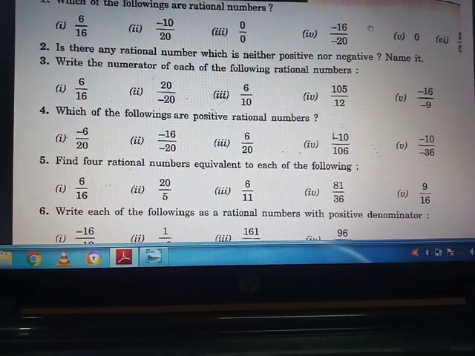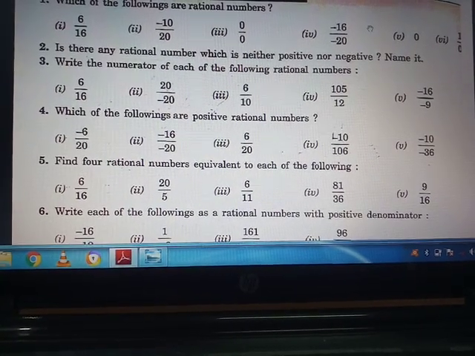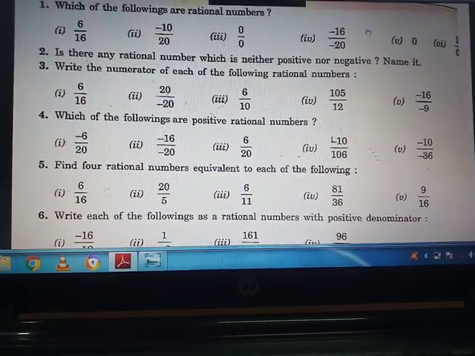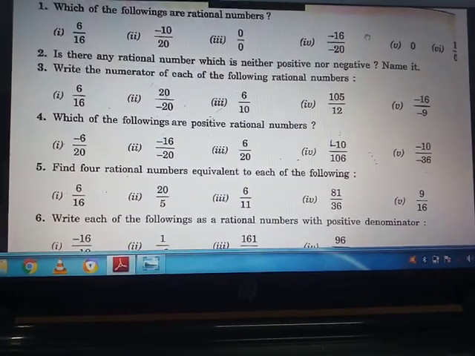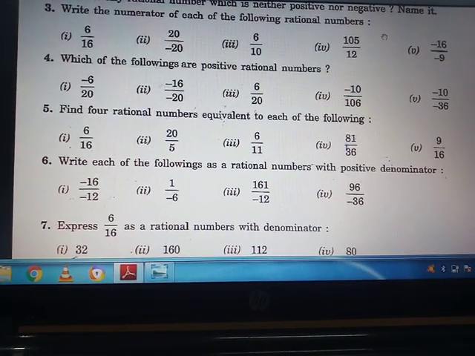Now fourth part, minus 10 upon 106. This is wrong because it is a negative rational number. Now fifth part is minus 10 upon minus 36. It is also a positive rational number. Okay.